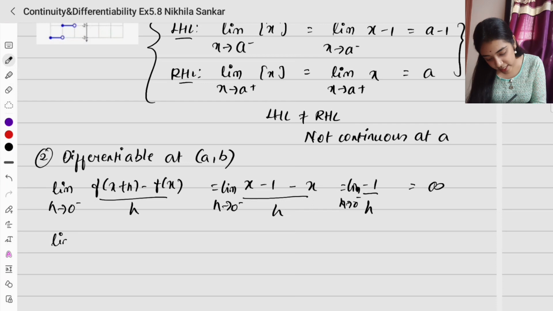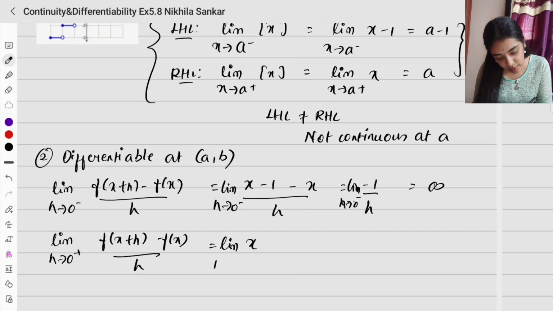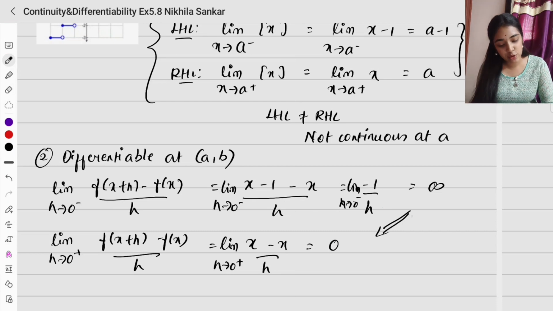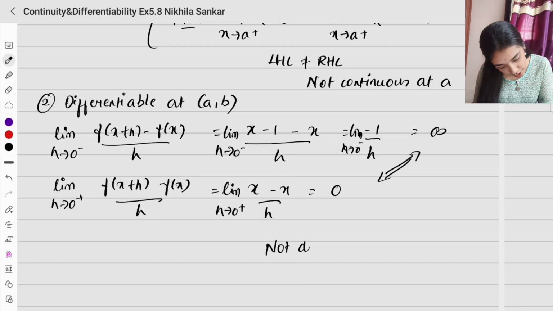Now in the same way, right hand limit, h tends to 0 plus, f of x plus h minus f of x divided by h. Right hand limit, x plus h, the value is going to be x. So limit h tends to 0 plus of x minus x divided by h, which is going to give me a value of 0. I see that these two values are also not equal. So it is not differentiable.